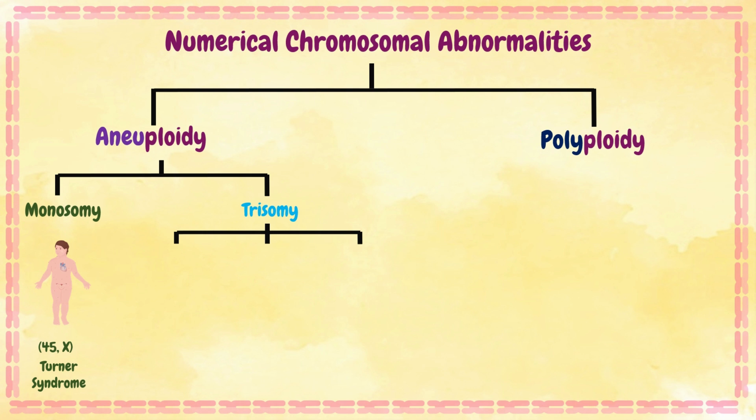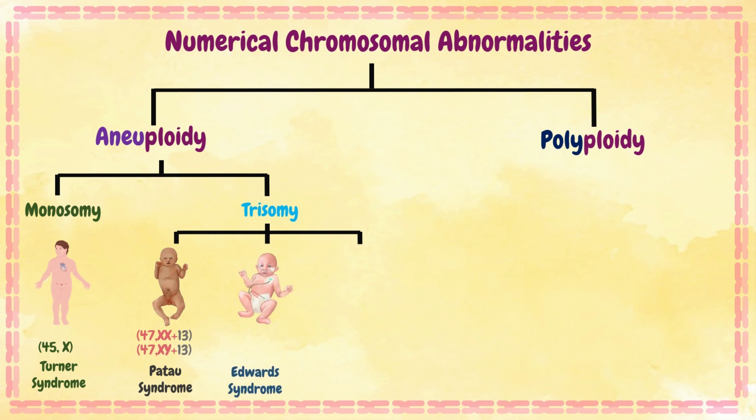Trisomy refers to possession of an extra chromosome. Let's discuss types of trisomy. An individual with Patau syndrome has 3 copies of chromosome 13, rather than 2. For that reason, the condition is also known as trisomy 13. Patient karyotypes are denoted as 47XX plus 13 for females, and 47XY plus 13 for males.